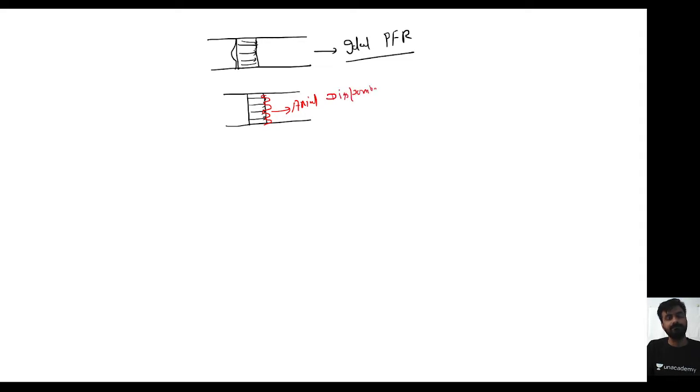Now, how this axial dispersion term will be encountered in the mathematics, that is the objective of this session. I will let you know later how we are going to encounter this axial dispersion term and how our PFR gets deviated from ideality due to this axial dispersion. So, just try to understand one thing. I'm starting the mathematical modeling of this part.